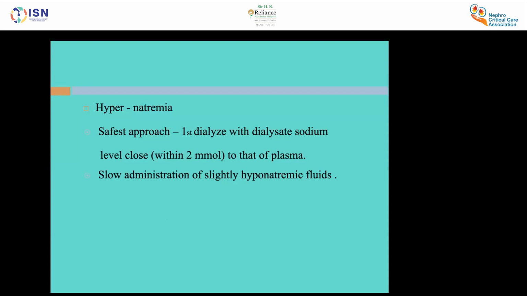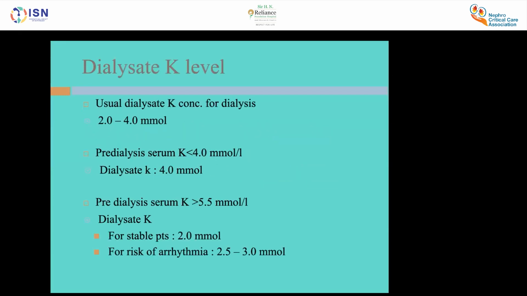In hypernatremia, the safest approach is first dialysis with the dialysate sodium level close to that of the plasma. Simultaneously, we can do slow administration of slightly hyponatremic fluids to achieve normal sodium. But this should be very slow, so as not to correct the hypernatremia too rapidly.